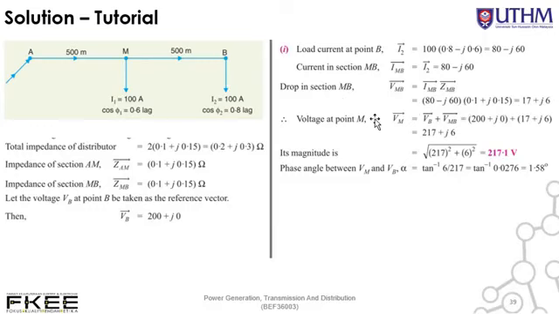For the voltage at point M, as I mentioned before, you apply KVL. So VM is equal to VMB plus VB. Just add up these two voltages: 200 plus 17 plus j6. You will get 217 plus j6. Converting it into polar form, the magnitude is 217.1 and the angle is 1.58 degrees.